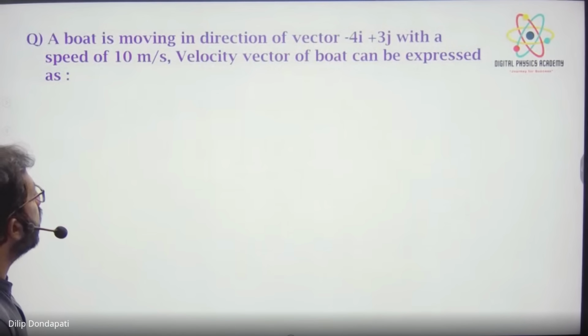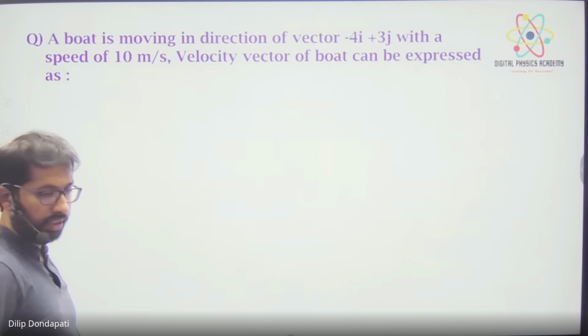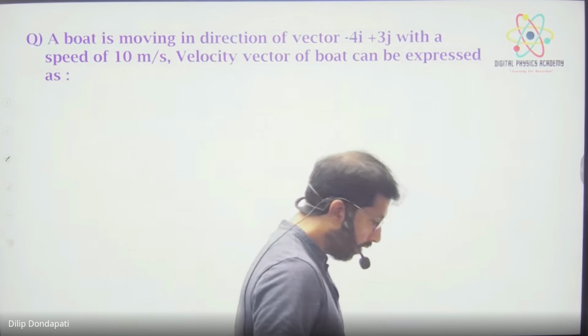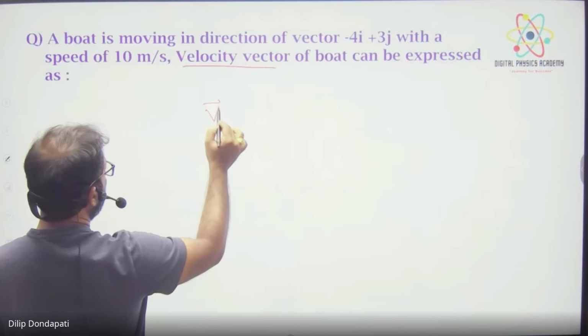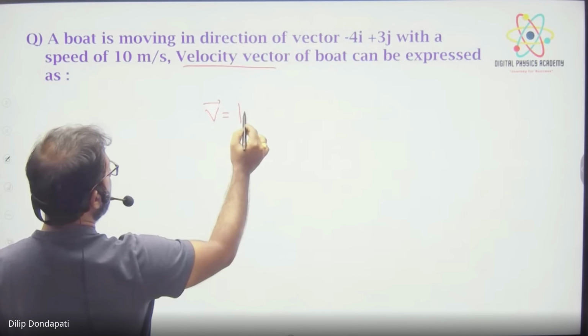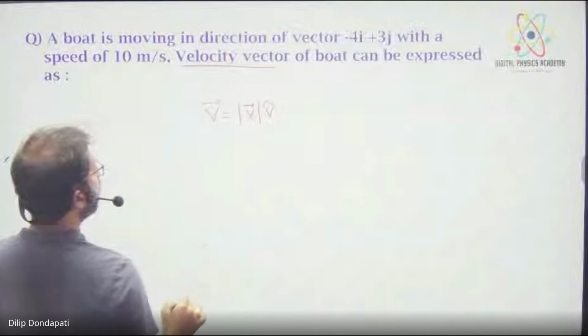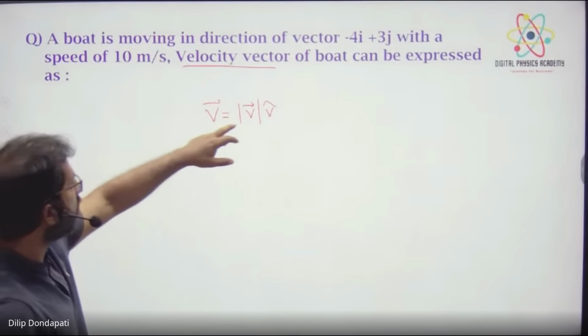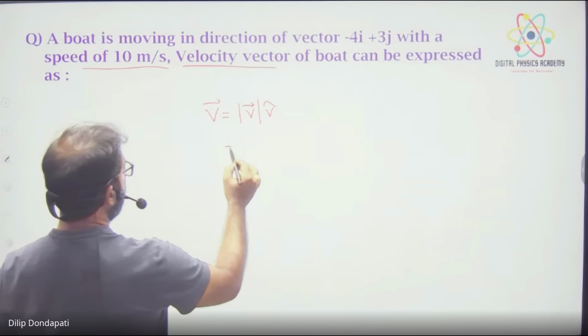A boat is moving in the direction of vector A with a speed of 10 meters per second. Okay, this boat is going in the direction of the vector, coming with a speed of 10 meters per second. I want the velocity vector of the boat, expressed as. Right. Velocity means velocity vector we write, right? Velocity is nothing but magnitude and direction. It has magnitude and direction. Okay. Magnitude of velocity is nothing but speed only. Speed is 10, right? So magnitude I'm putting 10.